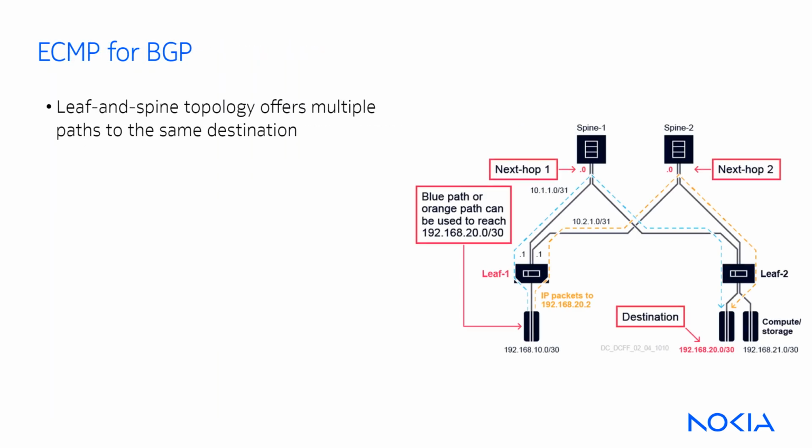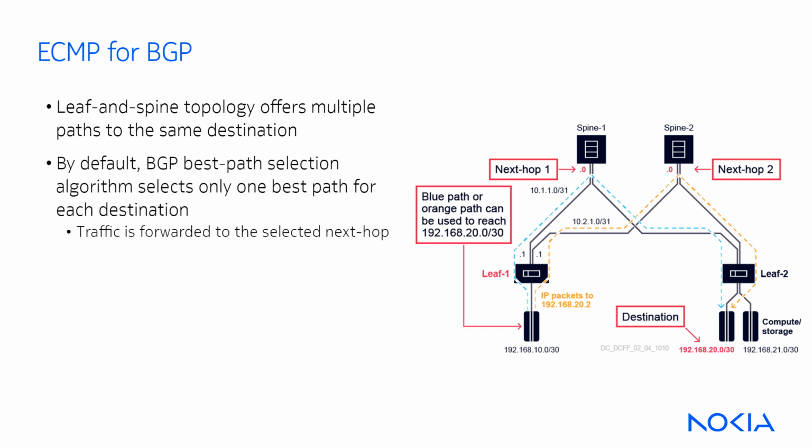The leaf and spine topology used in data centers offers multiple paths to reach a given destination. Any spine router can forward traffic from one leaf to another leaf. BGP is the protocol of choice for the underlay routing in data centers. In BGP, destination prefixes are propagated as BGP routes, and a router might have multiple paths to reach a destination.